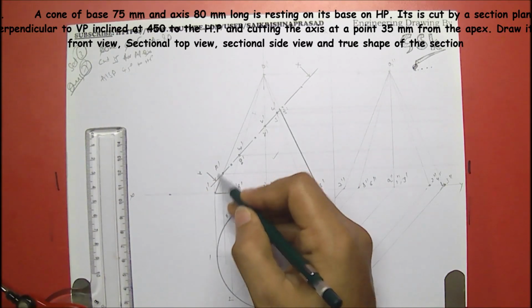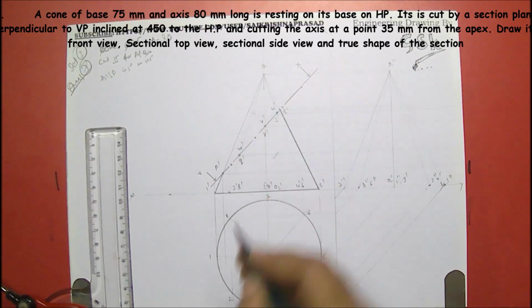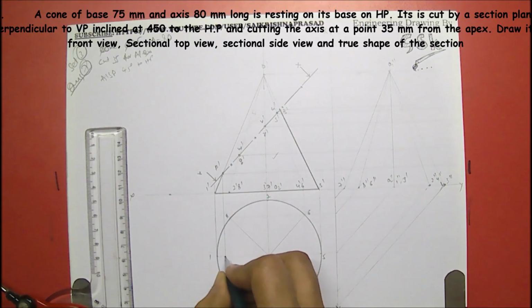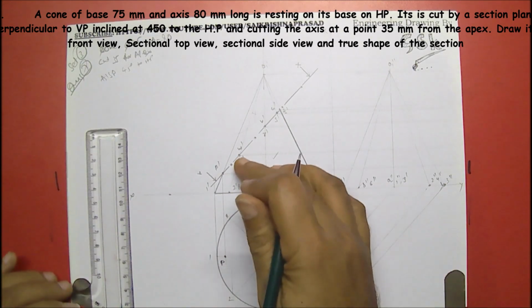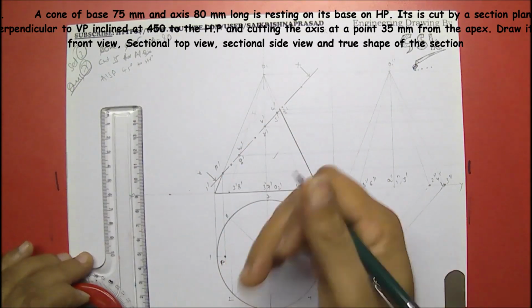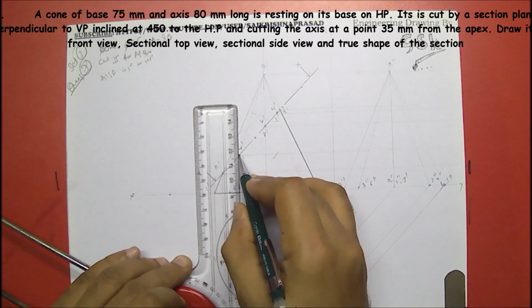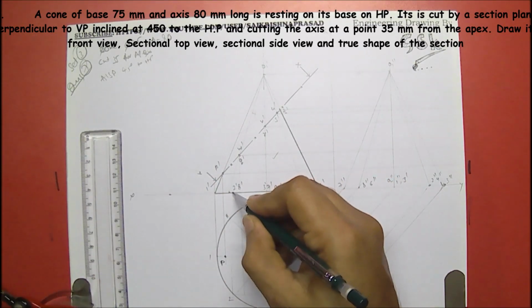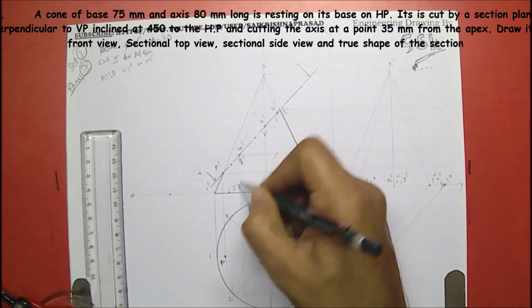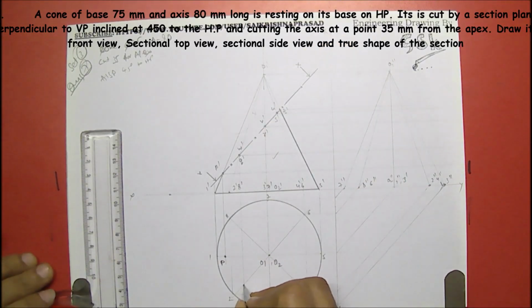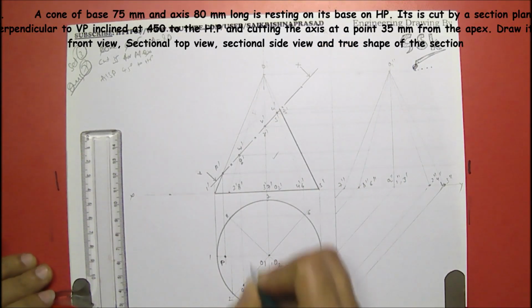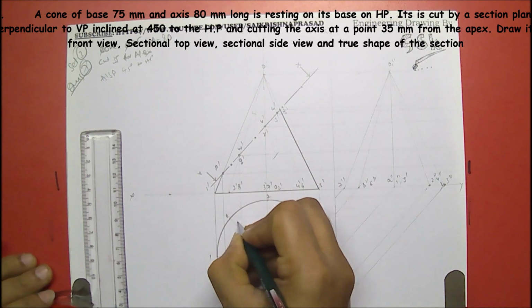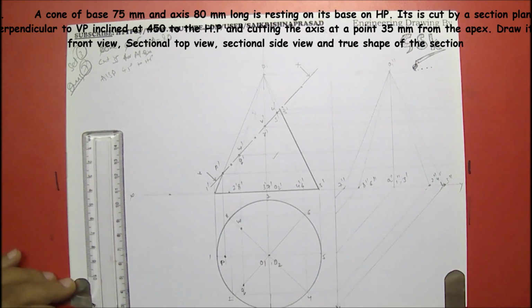This P dash projector line is on 1 dash and O1 dash, 1 dash and O1. So this is P. Front view P dash, top view P, right? Next Q and W. Q and W will be falling on 2 dash and O1 dash, 8 dash and O1. So this would be the Q and this would be the W, right?